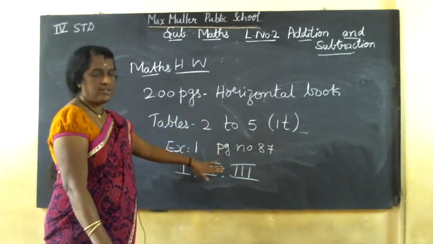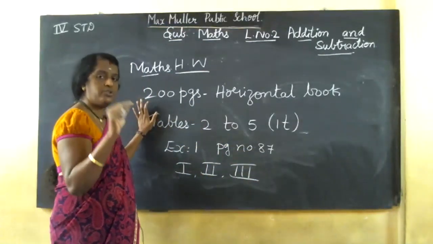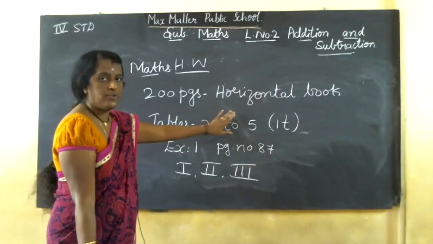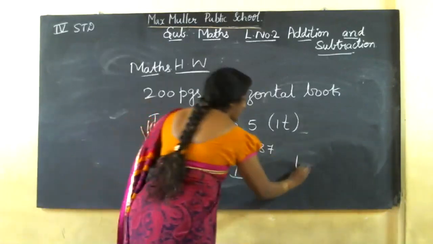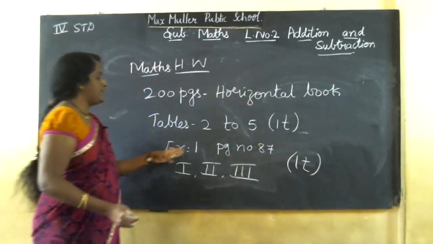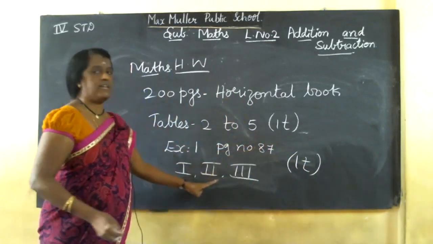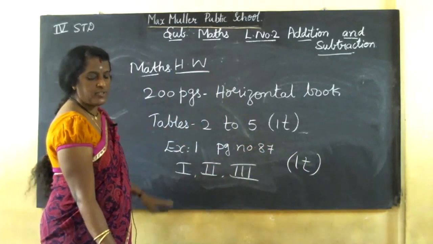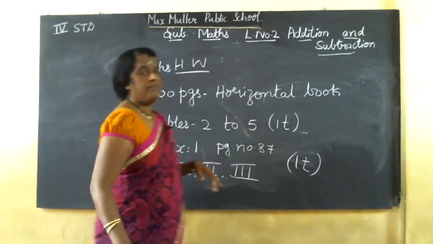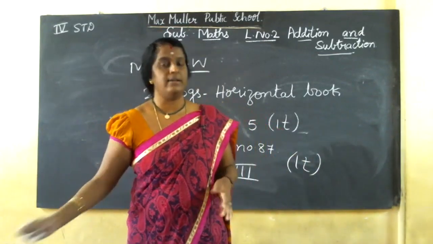I have given, last class I have taught you. See, today's homework, from today onwards you should write the homework, children. Today's homework is tables, 2 ones are 2, 5 ones are 1 time. This also 1 time, but you should write 3 mains. Exercise 1, page number 87, first main, second main and third main. Write this homework. When we call for correction, you should bring your homework book and classwork book.